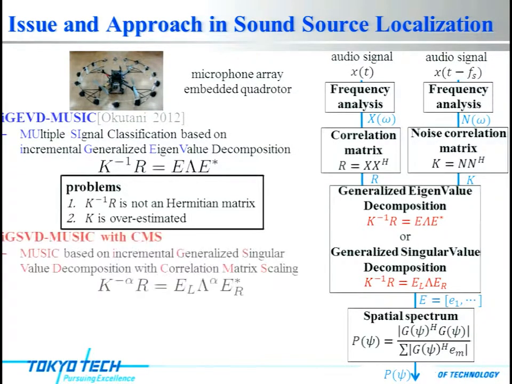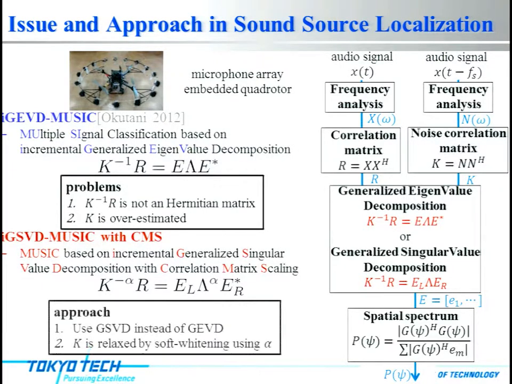So we propose IGSVD MUSIC with CMS to solve these problems. This method uses GSVD instead of GVD to be applied to non-elementary matrices, and the overestimation of K is relaxed by soft whitening using alpha.